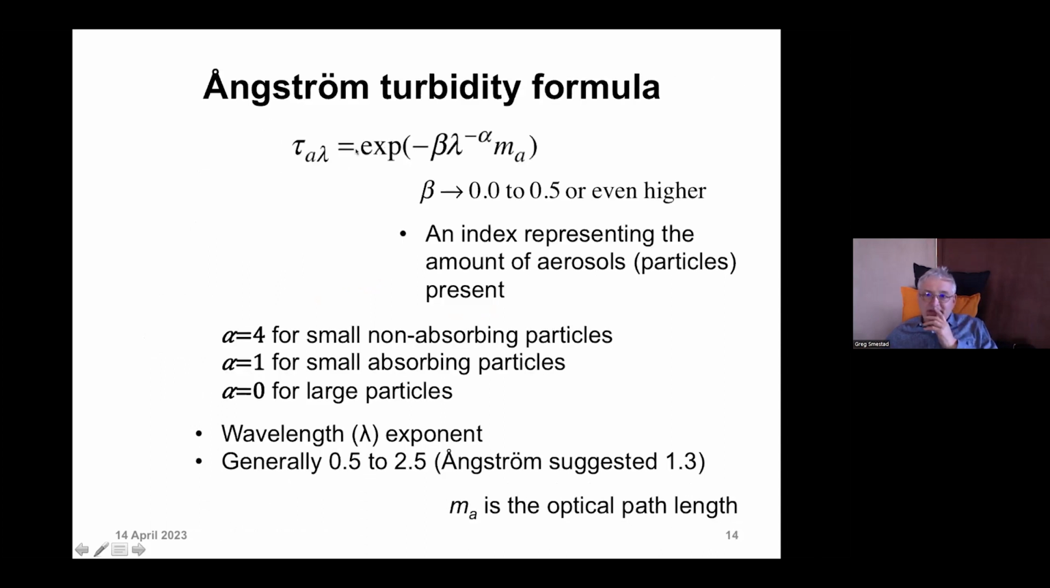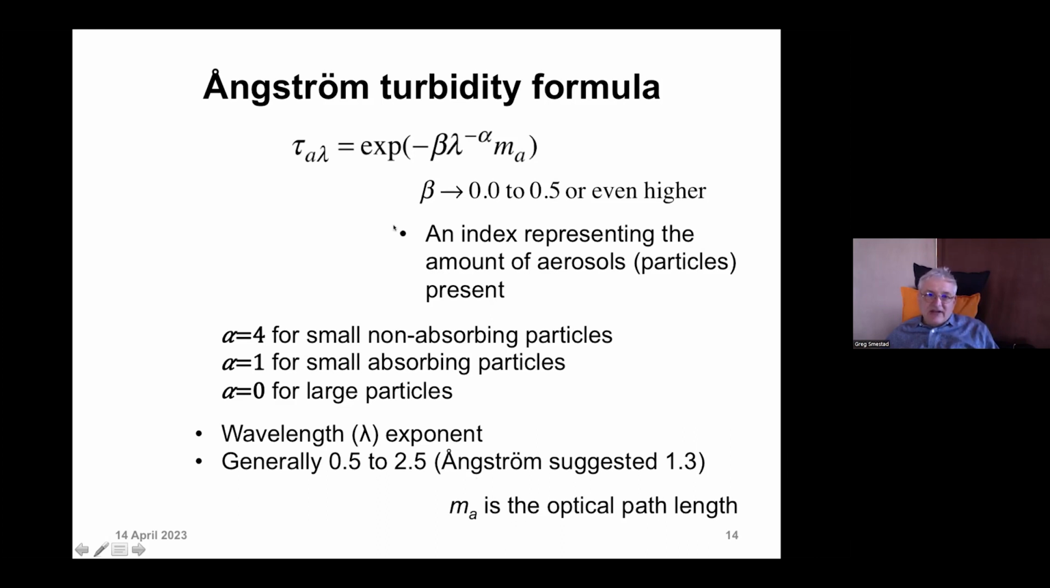Okay, so the Angstrom turbidity equation, mathematically, that you'll find is that the transmission due to soiling, the ratio between the clean and dirty, is some kind of an exponential, an index representing the amount of soiling, a beta, and alpha, the wavelength dependence, times some kind of an amount, a thickness. And so alpha is different depending upon the size of the particles and is a wavelength exponent. Generally, this is the range, and this is an optical path length.